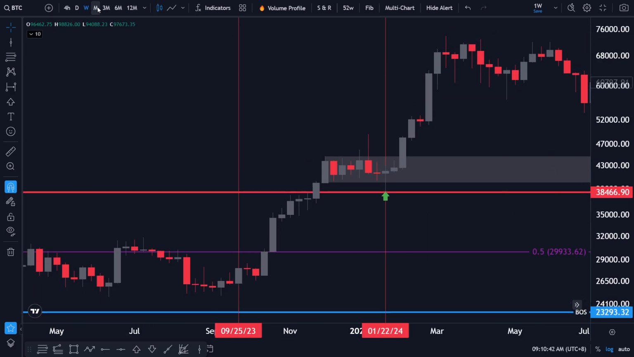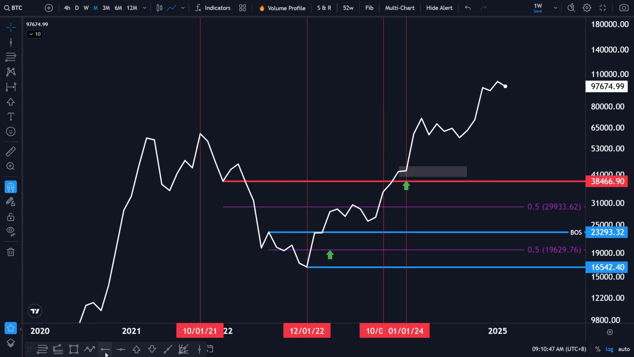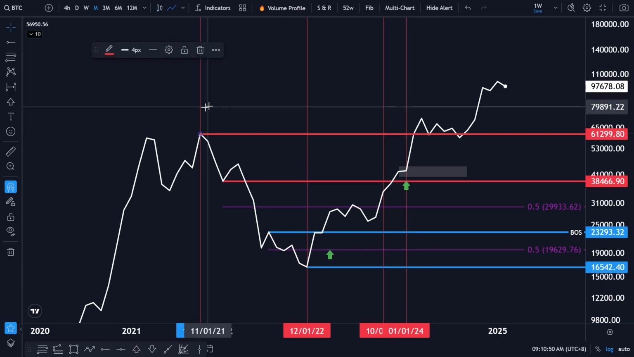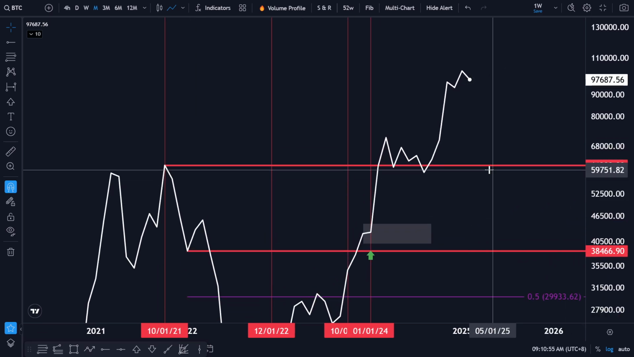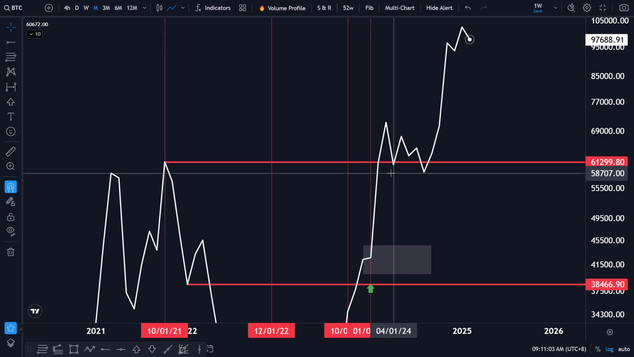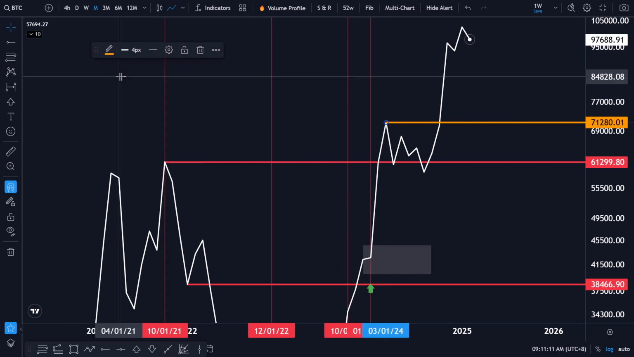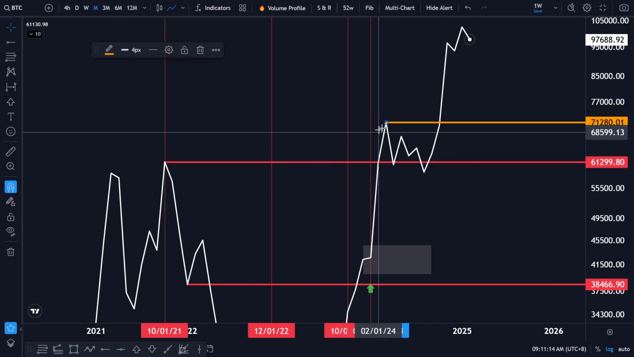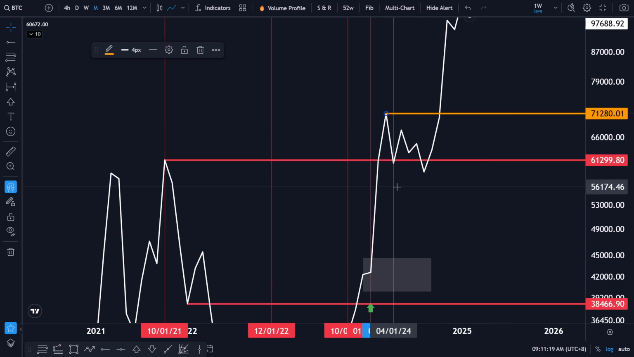Now let's go back to the monthly time frame. So the last resistance is this, the 61,300 level. It broke it, did a retest. However, after doing the retest on this back in April 2024, it wasn't able to break the top of the March 2024 candle, which is the 71,000 level.